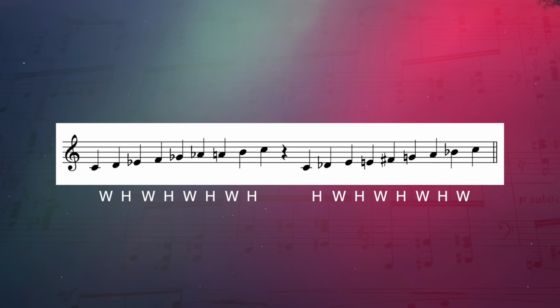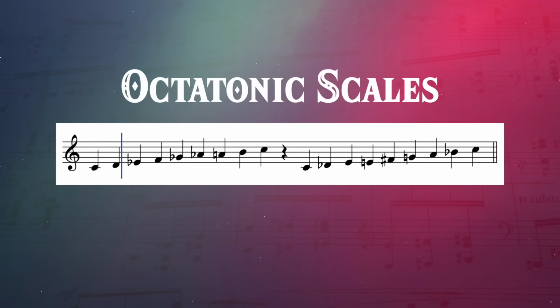So an octatonic scale, or diminished scale, is made by going up a pattern of whole step, half step, whole step, half step, or half step, whole step, half step, whole step, and so on until you reach the octave. It's called an octatonic scale because of the 8 pitches in the scale.